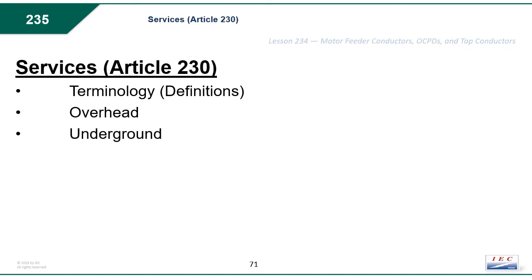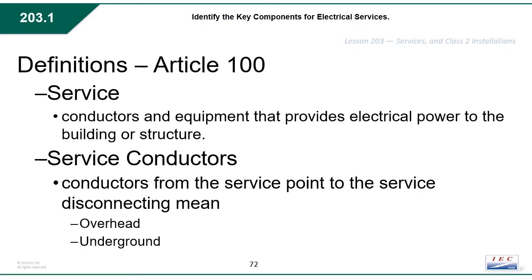Terminology for services. Terminology's definitions, you're going to find that in Article 100. Overhead and underground services. You will have questions regarding all of these on the exam. A service. What's a service? A service is conductors and equipment that provides electrical power to a building or structure.